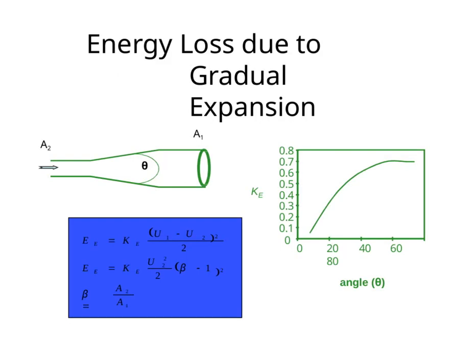Here, we see a detailed look at how energy loss happens when a flow gradually expands. The graph plots the angle of expansion against the energy loss, showing a clear trend. As the angle increases, so does the loss. The equations on the slide break down the relationship between velocity, energy, and expansion angles, helping us quantify these effects. This is key for understanding how to design systems that minimize wasted energy during expansion.